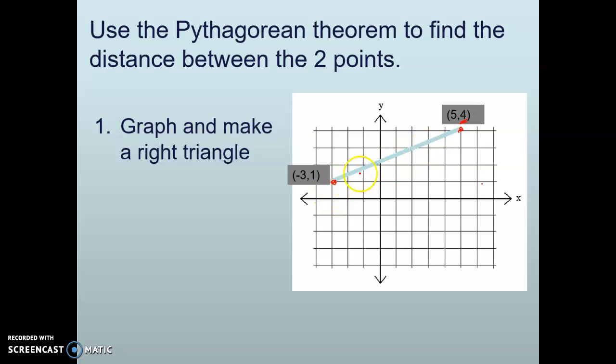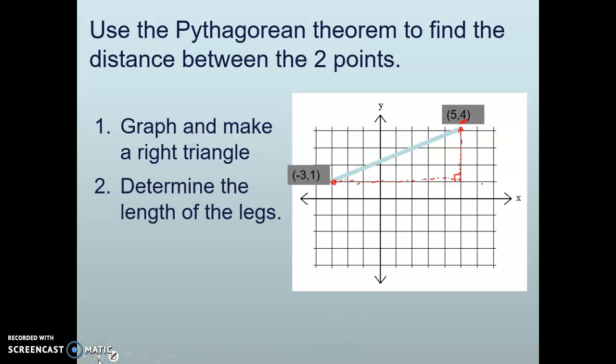So the first thing we want to do is make a right triangle. And if we draw a line here, and draw a line here to connect. This is not going to be a very straight line here. You can see that we have formed a right angle, or a right triangle.